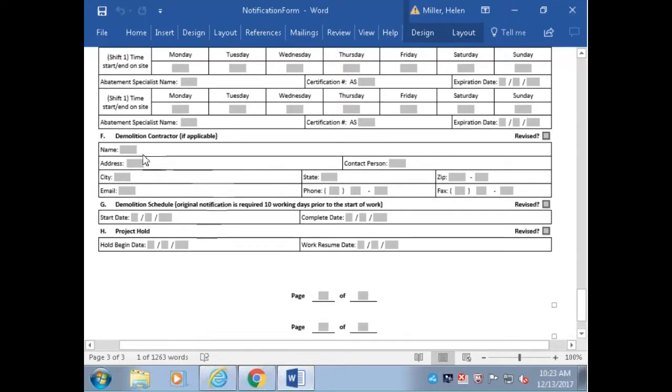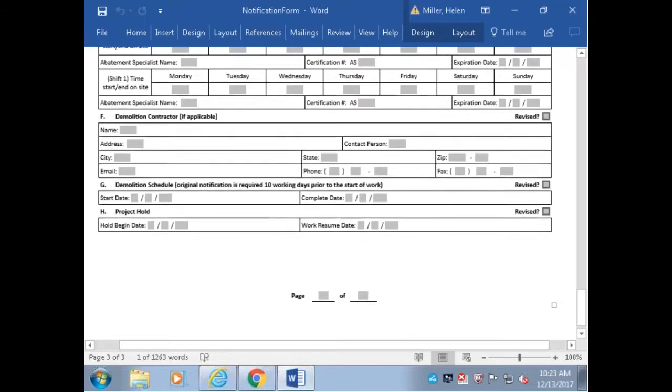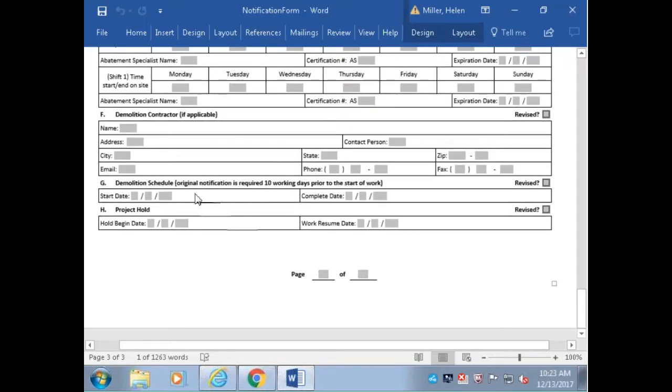Demolition contractor. If there's a demolition, here's where the demolition contractor's info is put: name, address, phone number, all the stuff you're used to putting in there. And then also the dates of the demolition, the start and the completion date. That information is right here too. And the last box on it is the project hold button. We had to bring that down to the project level because obviously if you're having a project where you have 10, 20 homes, there may be some that you're working on and some that you're not. What we're doing is a hold begin date and then a work resume date.